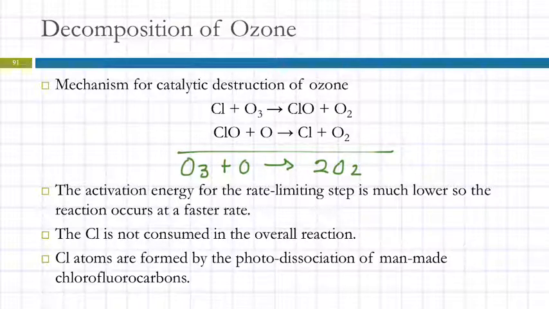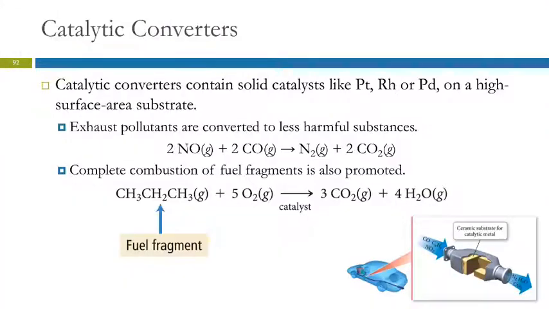But when those substances get into the atmosphere, they get photodissociated, meaning the light from the sun causes them to dissociate, and then there's free chlorine atoms floating around, and they're going to act as a catalyst for this reaction. So that's an undesirable reaction.